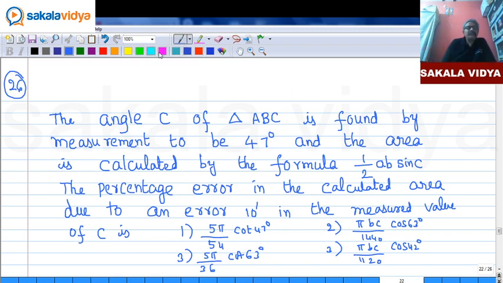Let us see. The angle C is 47 degrees. Area is calculated by half AB sin C. Percentage error in area you need to find out. Error in C is 10 minutes. Okay, let us go to the next page.